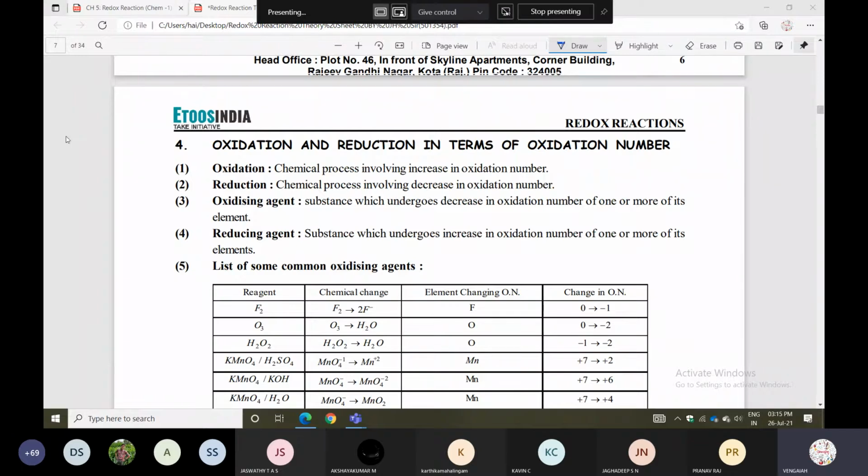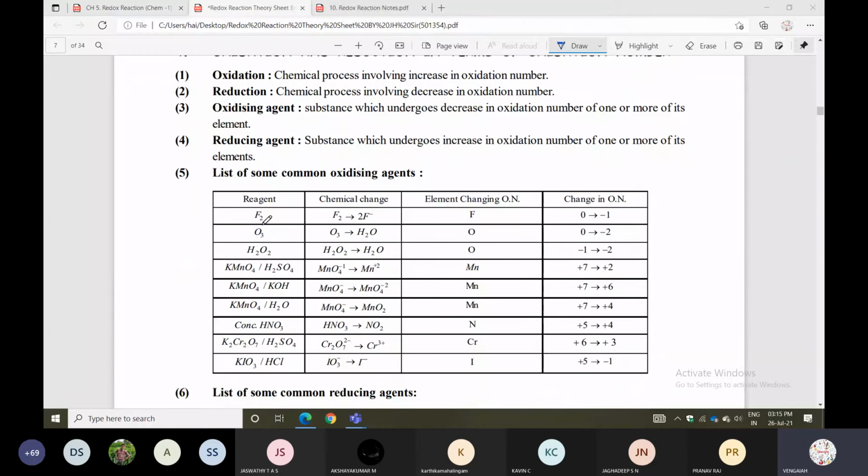They gave some examples also. F2 is there. What is the chemical change? What element changes oxidation number, and from where to where? For O3, which is a molecule, oxygen changes from 0 to -2.